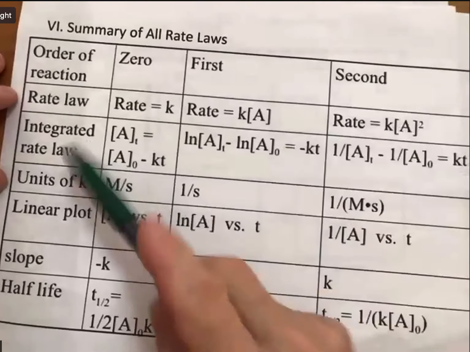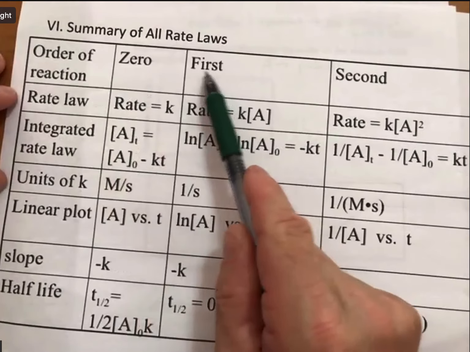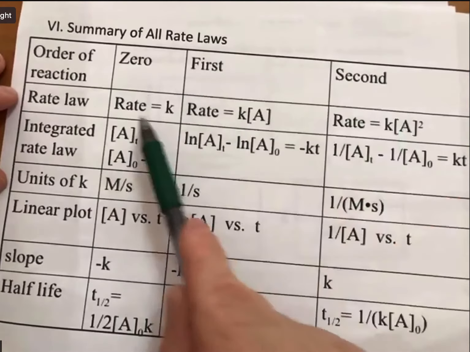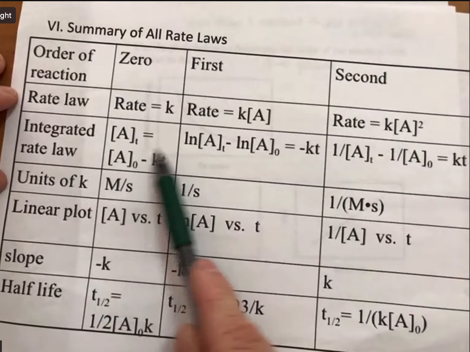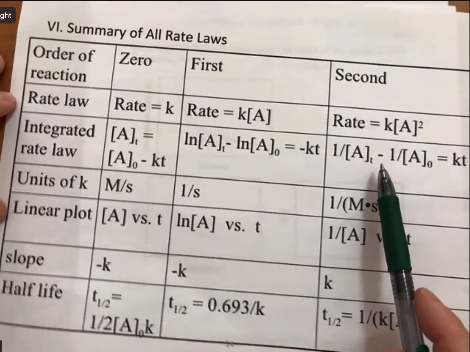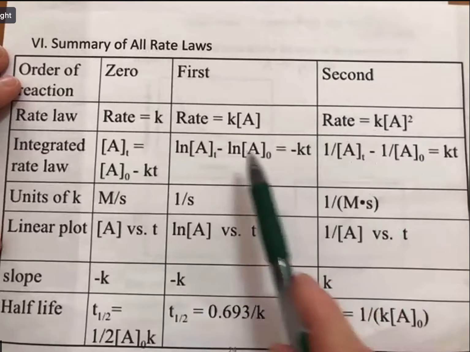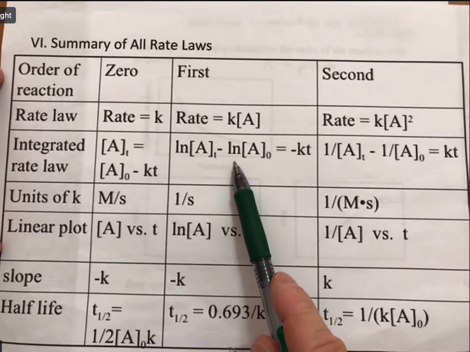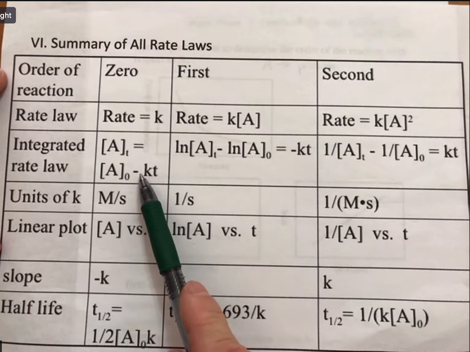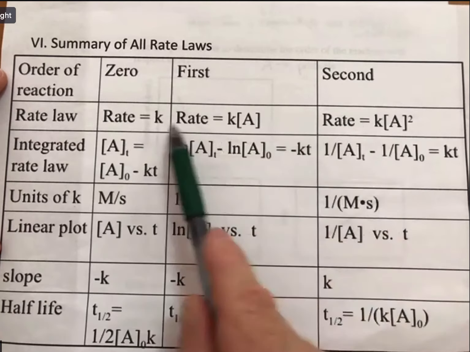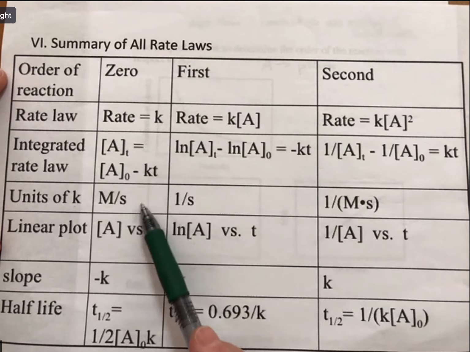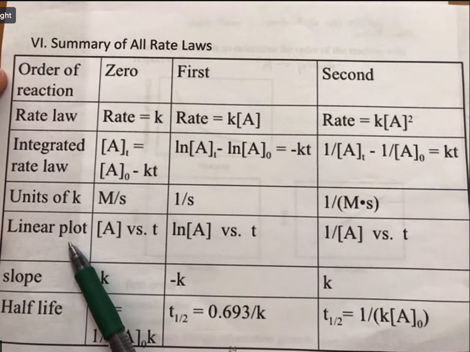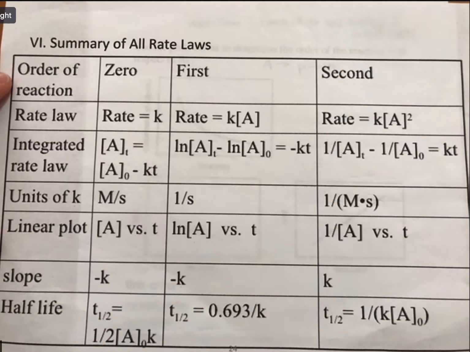For the 0th, 1st, and 2nd order, we have the rate laws right here. We have the integrated rate law. We went over how to derive these results, specifically for the 1st order in the lecture outline, but we can also integrate to do the 0th and 2nd order as well. We have units, and we have the linear plot. And again, these are things that we talked about in the lecture outline.